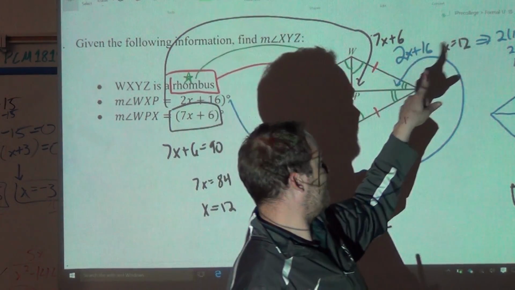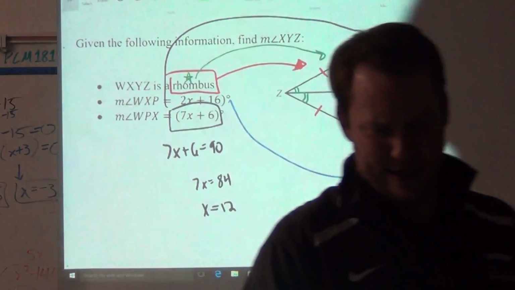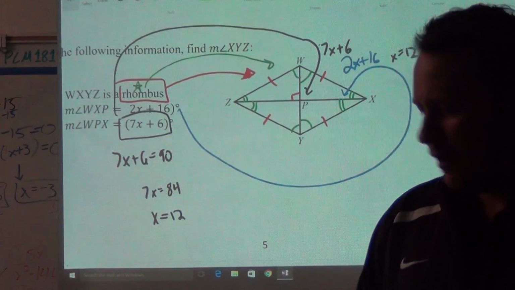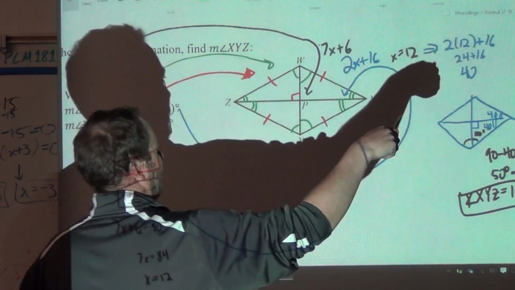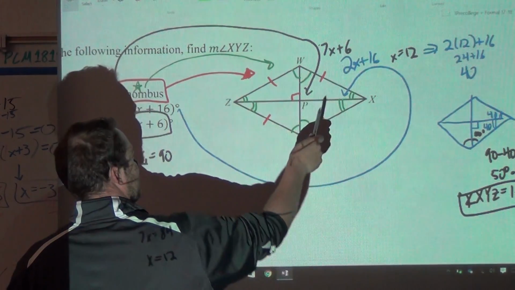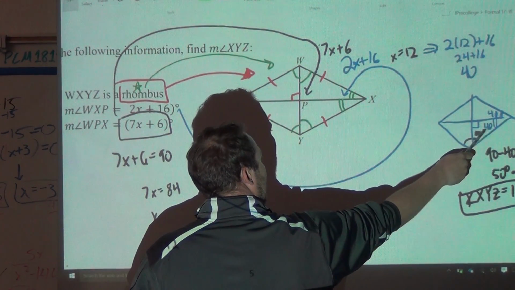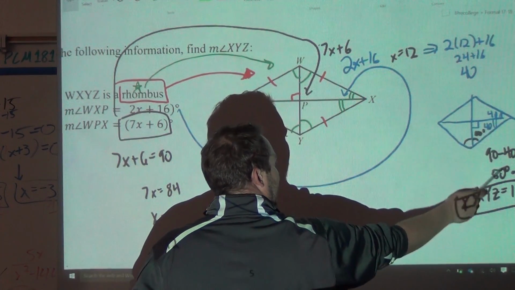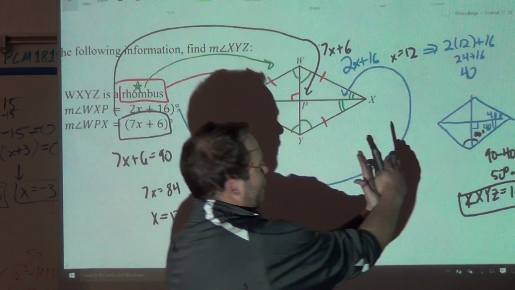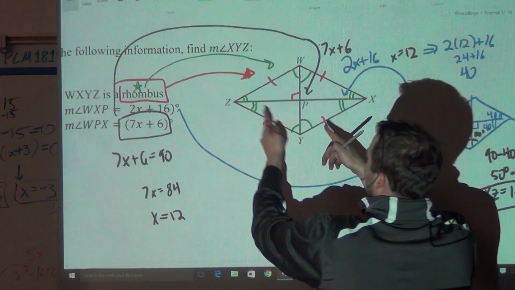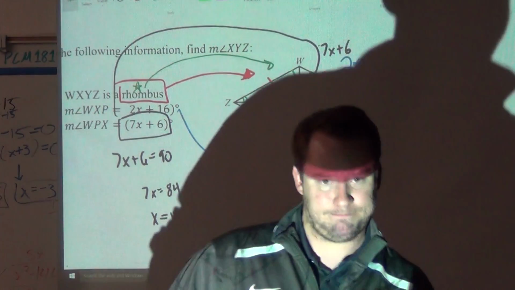Because 2x plus 16 is right here, this piece, now that we know that x is 12, 2 times 12 plus 16 is 24 plus 16, which is 40. So this angle here is 40. This angle here is 40. With a right angle and 40, what's missing is a 50 right here. And they're asking me for the whole x, y, z. So it's 50 and 50 more to make 100.